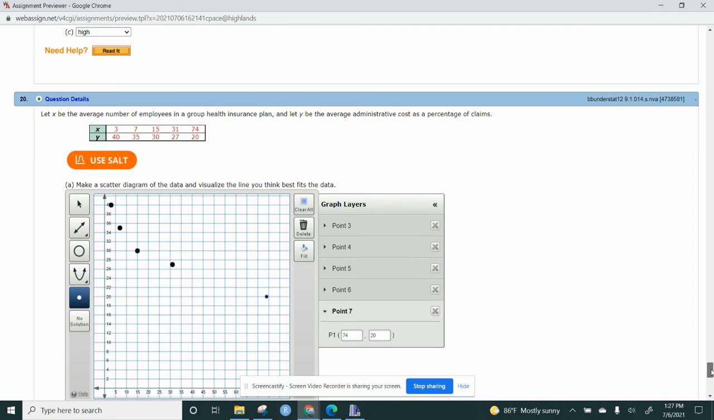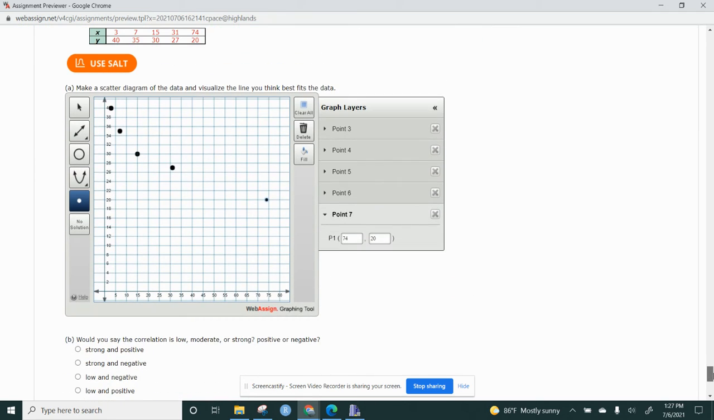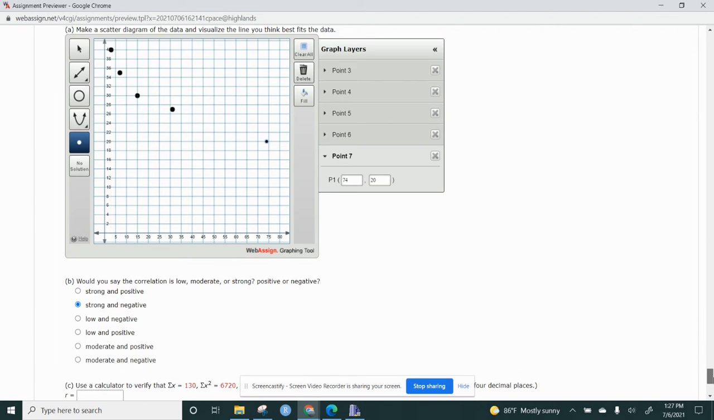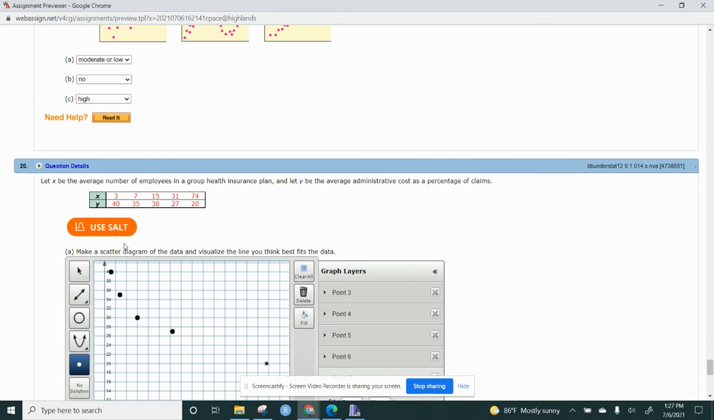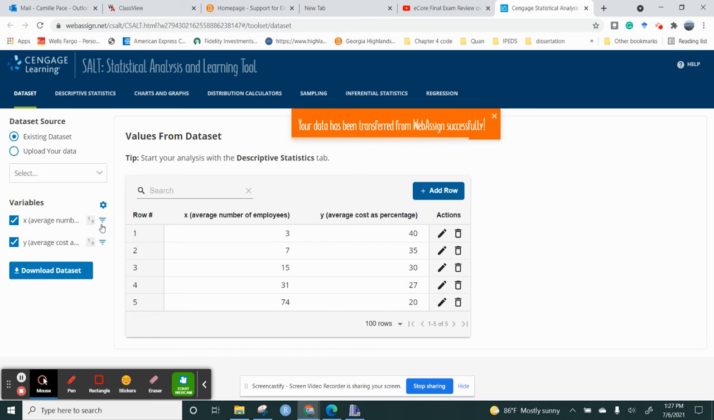Okay, all right. And then it says, what would this correlation be? So it looks like it's a strong correlation, but the points are going down, which means it's a strong negative. Okay, so it says find R. It gives me all these variables. Compute R. Well, I'm lazy, so I'm going to use SALT. So I hit SALT. It's transferring all my data. And then I go to regression.